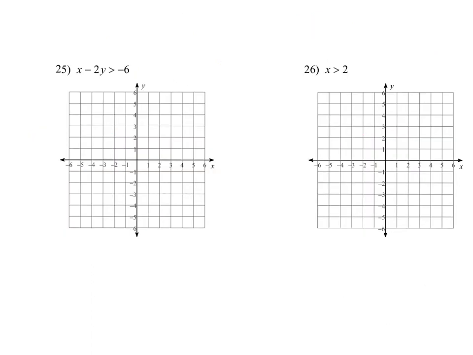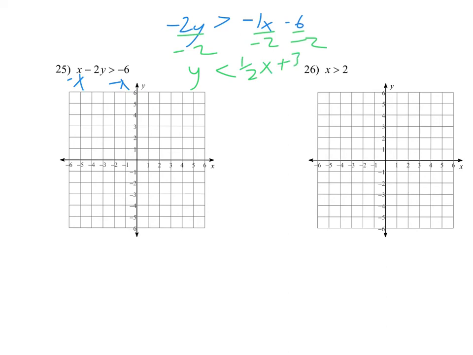All right, next up I'll do number 25 here. So for this one, I need to isolate the y first, and so I'm going to subtract x over here. And so I get -2y is greater than negative, I'm going to call this -1x minus 6. That's going to be easier for us coming up here in a minute. And then next up, I'm going to divide everything by -2. Now when you divide by a negative on these inequalities, that does flip it, so it's going to flip it to a less than sign. And then this will be +1/2 x plus 3. And that's because we had a negative divided by a negative will give me a positive.